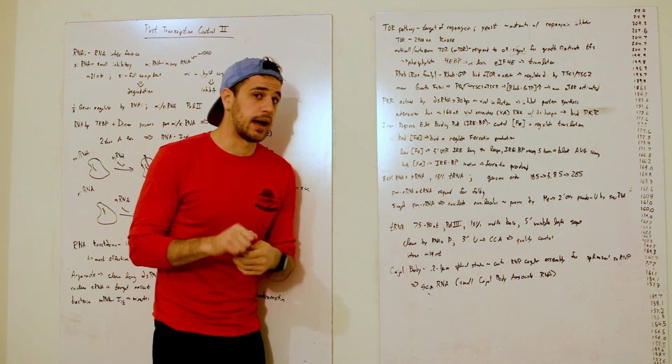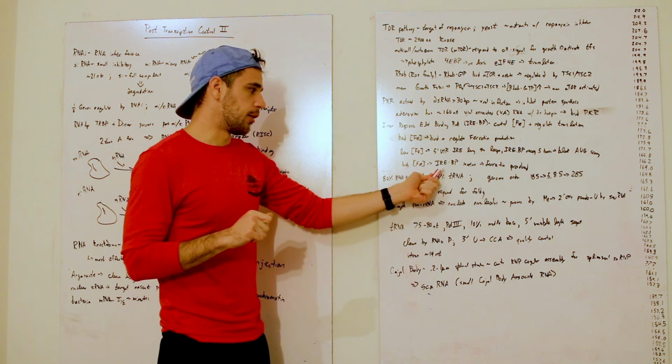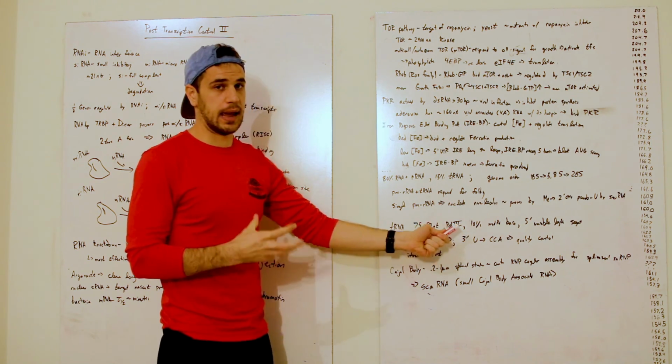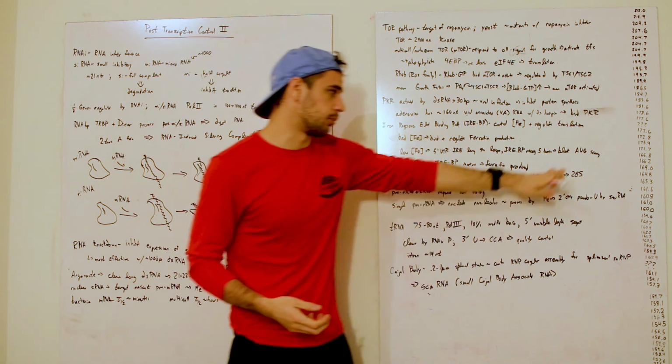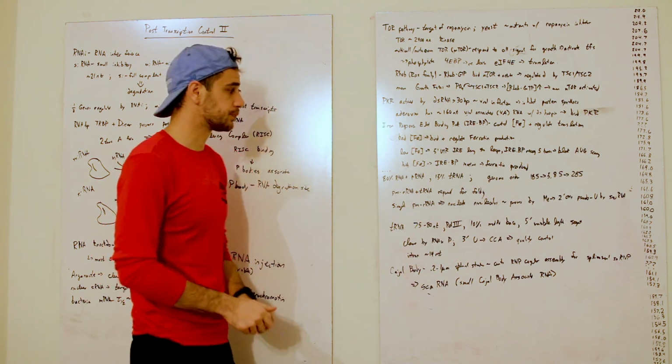Whereas if you have high iron concentration, the IRBP will become inactive and ferritin will be produced because it's no longer blocking the AUG recognition.